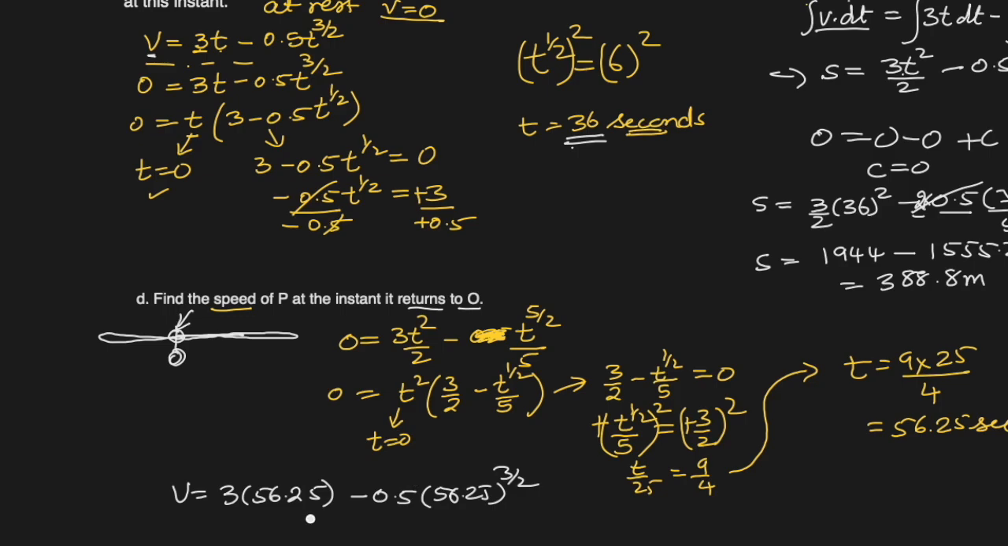I get an answer, minus 42.1875, and since this asks the speed only, we'll ignore the sign. Obviously it is coming towards the point O, so we'll ignore this for speed, and to 3 significant figures it will be 42.2 meters per second.